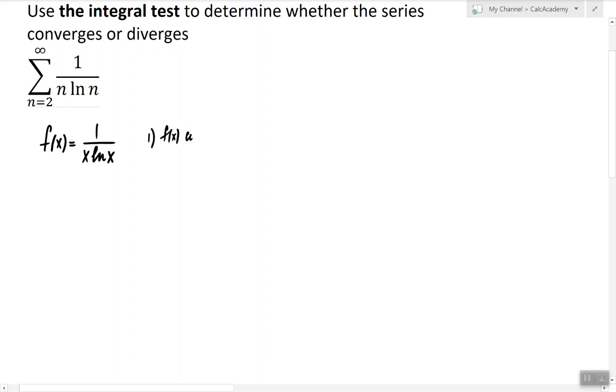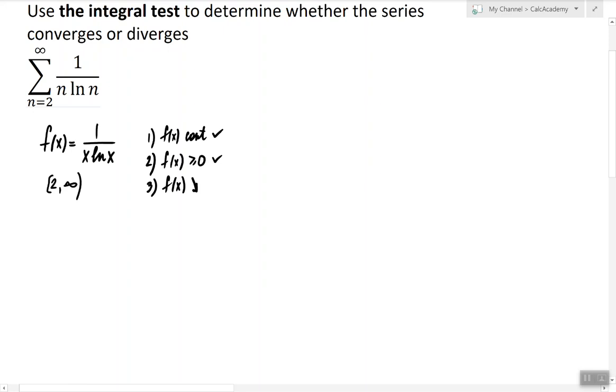So 1, f of x must be continuous in its domain. In this case, the domain is from 2 to infinity, and as we can tell, for no values between 2 and infinity, the denominator is equal to 0. So the function is continuous. 2, the function must be positive, and that's clearly the case because ln of all values greater than 1 is positive, and n is also always positive. And 3, f of x must be decreasing.